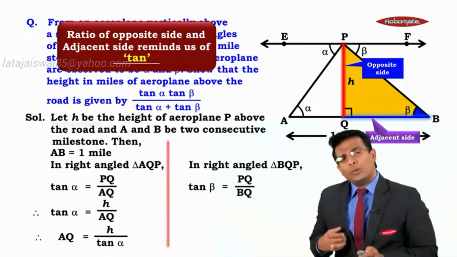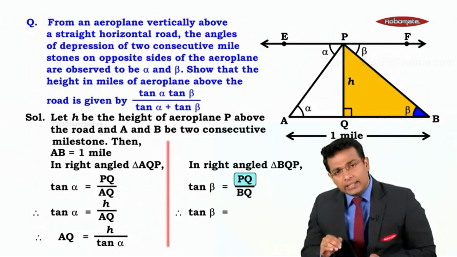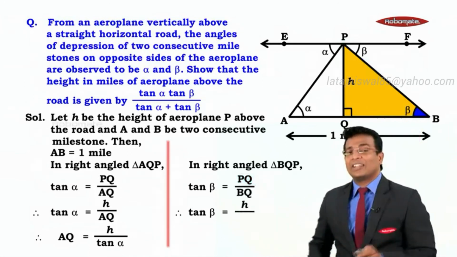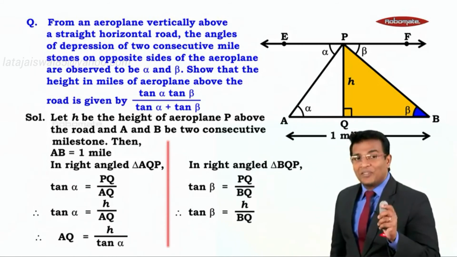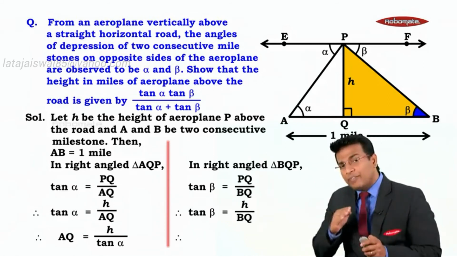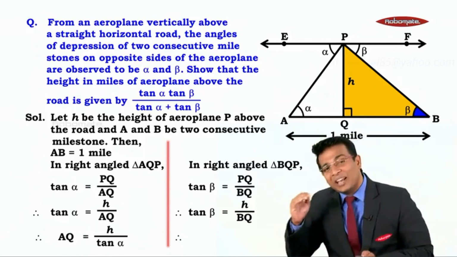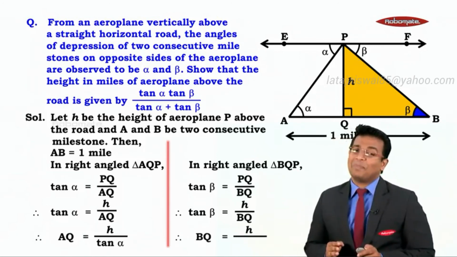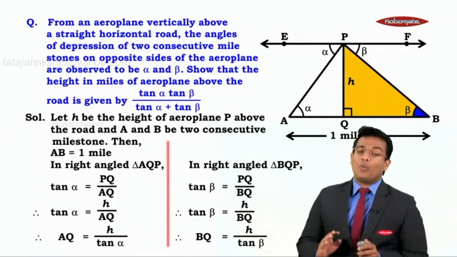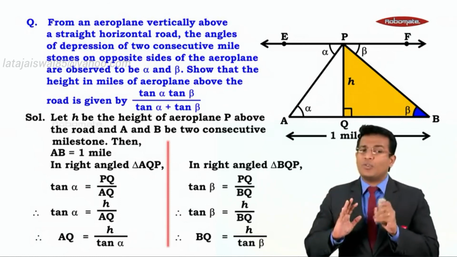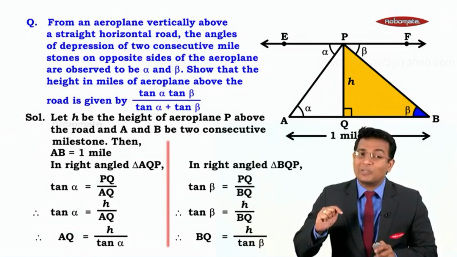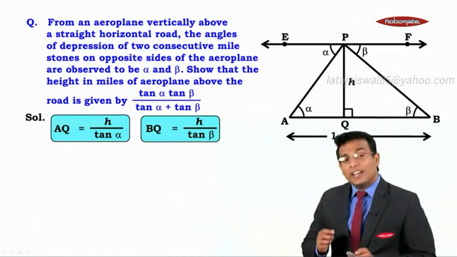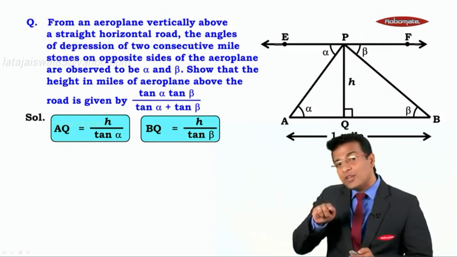Right? So we do the same thing. Tan beta remains as it is. The value of PQ we know is H, and BQ remains as it is. So now we need to get the value of BQ. From here, we take BQ to the left hand side, so we have BQ is equal to H upon tan beta. And now we have the value of AQ and the value of BQ. Now this is going to help us form the equation. Observe very carefully. Now let's use this AQ and BQ to form the equation.